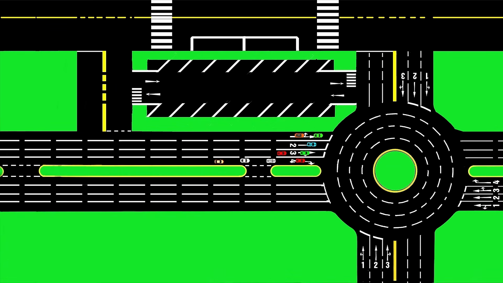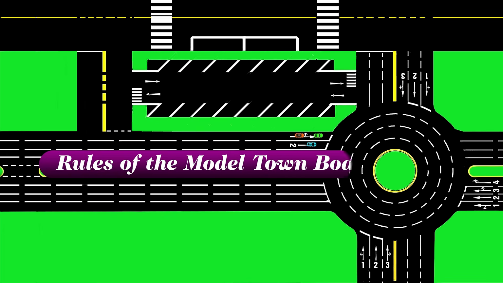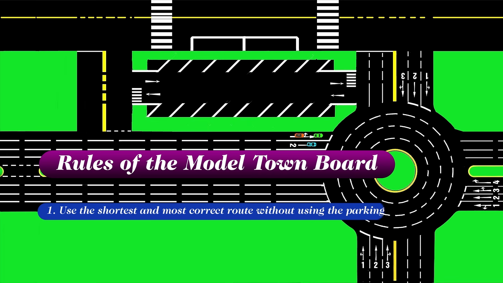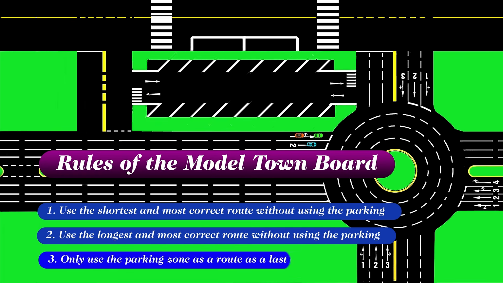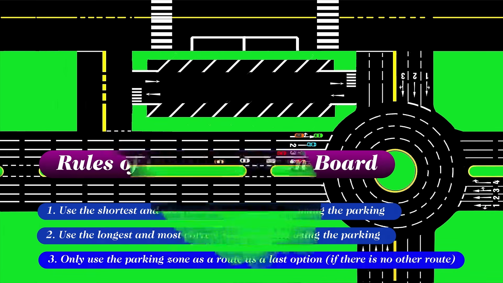And now I would like us to go to the lane options. But before we do that, let us look at the rules of the model town board. Number 1, you are supposed to use the shortest and most correct route without using the parking. Number 2, you are supposed to use the longest and most correct route without using the parking. Number 3, you are only allowed to use the parking zone as a route as a last option, that is, if there is no other route.